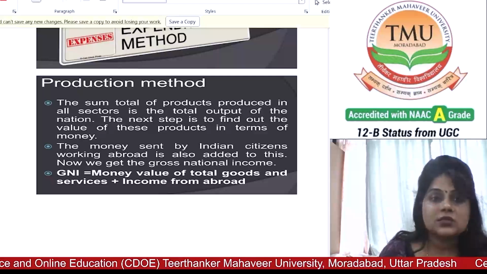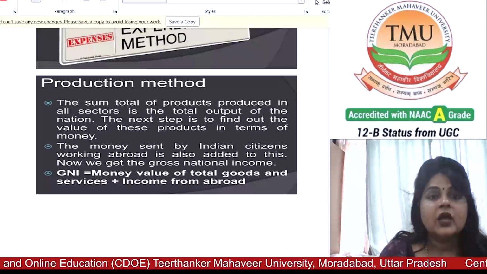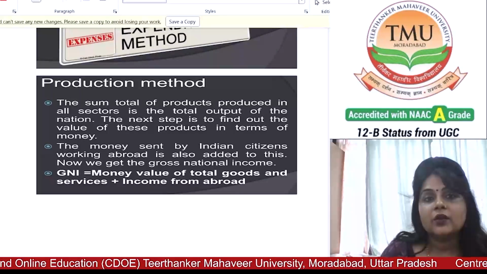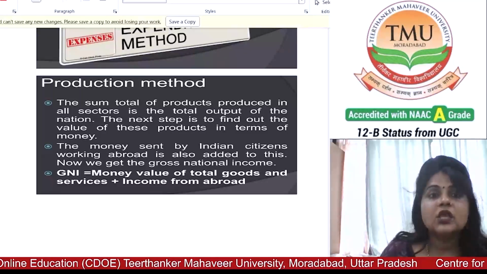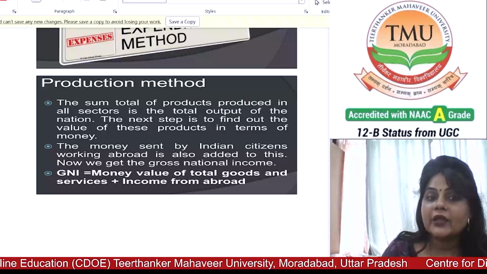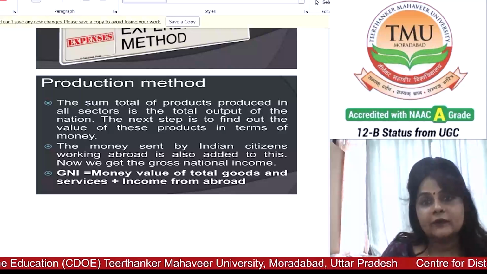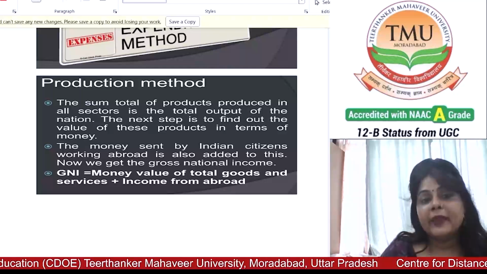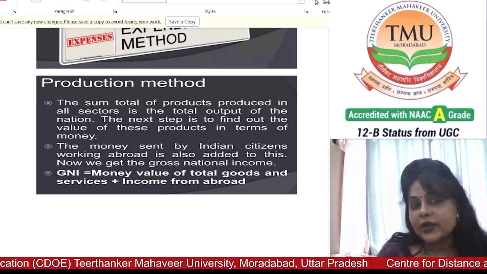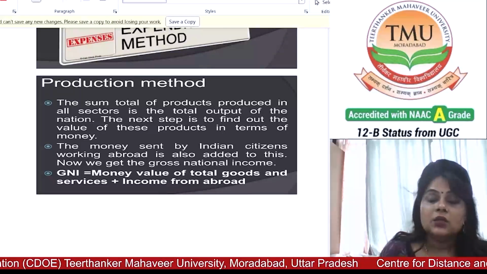Flour is the final product at 500, and the miller has spent 200 on wheat as an intermediate good. Therefore, the value added at this stage is 300, so 500 minus 200 for the miller. For the baker, the biscuit is the final product at 700.